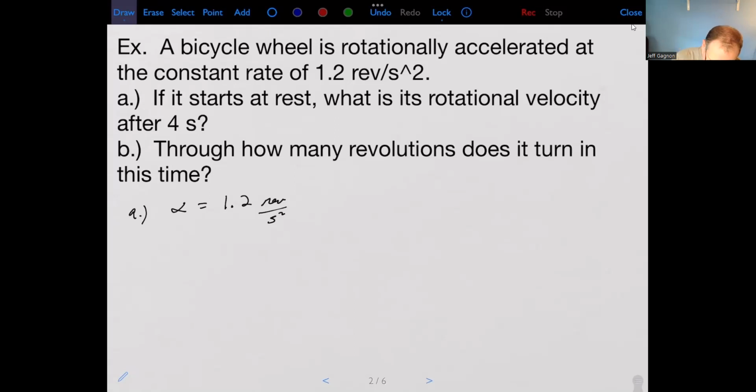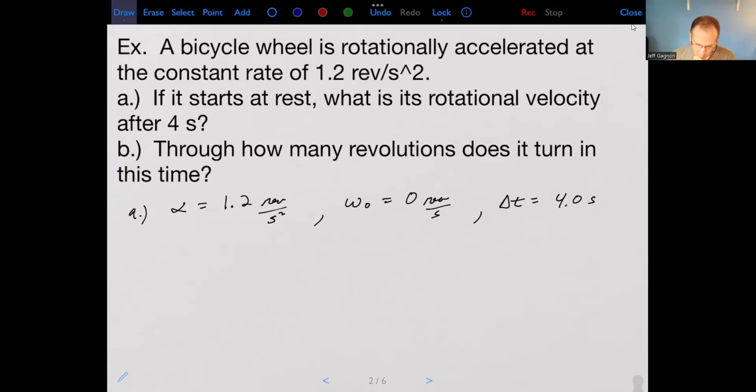Okay, what else do we know? It starts at rest, right? So we know that omega naught is equal to 0 revolutions per second, or radians per second. It's going to be 0 for both. And then the time, delta t, is 4.0 seconds.